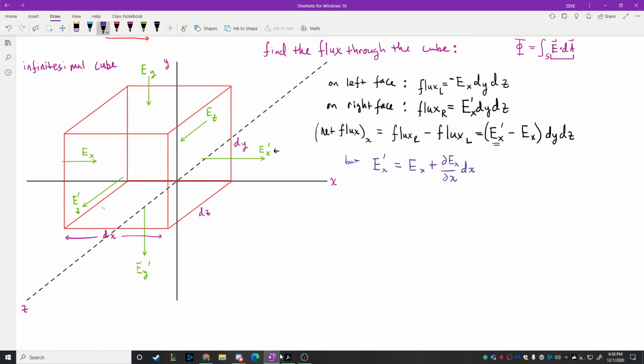The value of Ex prime is equal to Ex plus the rate at which the electric field changes in the x direction. And it's not just the electric field, it's the x component of the electric field, the way in which that's changing in the x direction, multiplied by the displacement or the change. This equation is no different than the following equation. We'll write it like that because I think it's easy to understand.